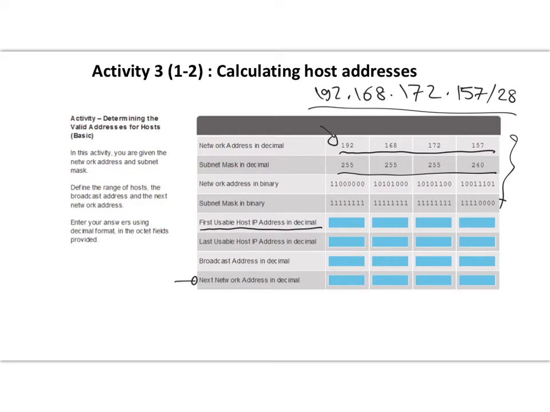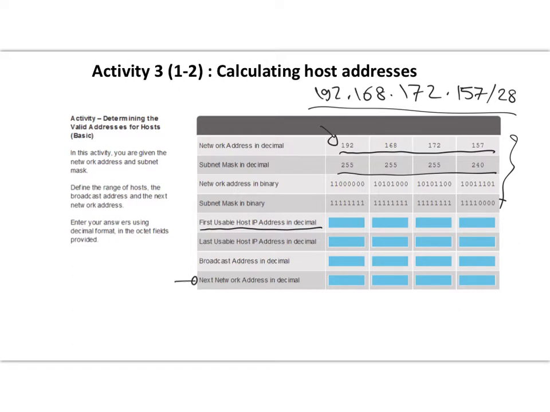So as we said before, we actually divide a range of IP addresses into subnets. These subnets are contiguous, which means they are one after the other, right? So these addresses are continuous.